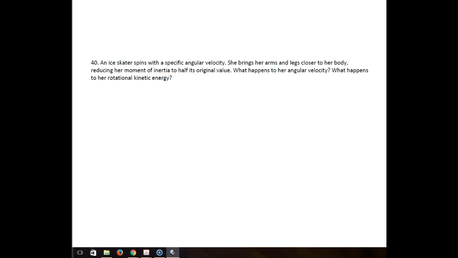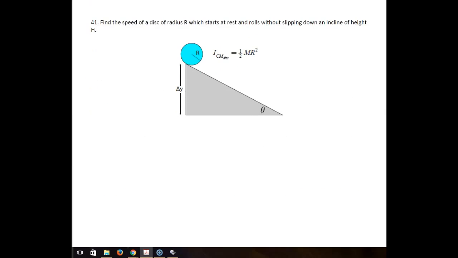For the very last one that we have, this is kind of a fun one. We have a ball on a hill. It's actually a disc, so it's like a frisbee. It has a radius r, and it's rolling down this hill without slipping. The height of the incline is delta y here. I know that it says h, but it's really delta y. There we go. They want us to find the speed at the very bottom.